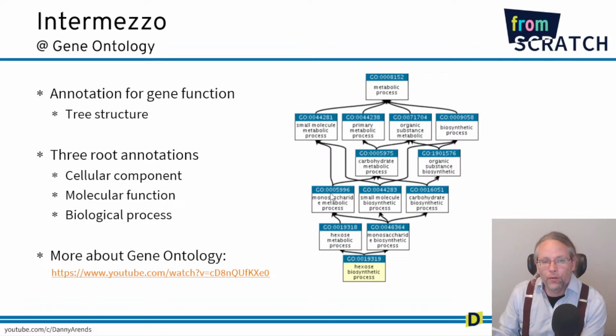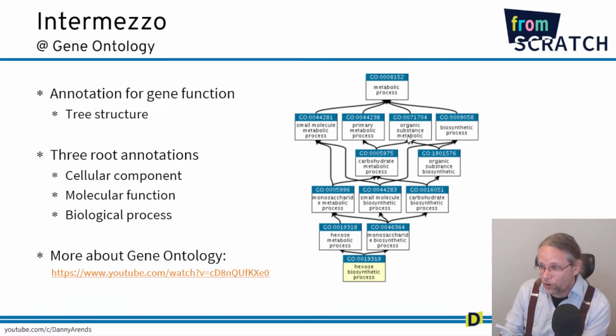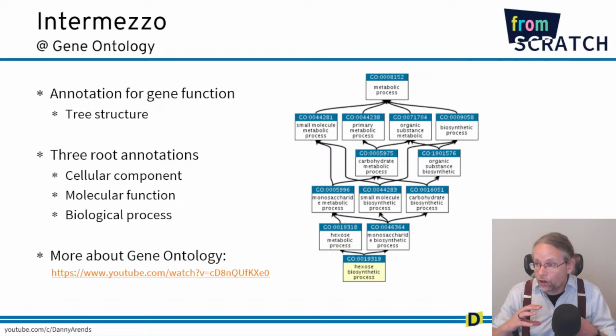And then, for example, the monosaccharide metabolic process is an example of a small molecule metabolic process, but it is also a carbohydrate metabolic process, which in turn is part of the primary metabolic processes as well as the organic substrate processes. So all of these terms are connected to each other in a certain way, and this is how this tree structure functions. So you can just read the tree from the bottom to the top. For example, if I want to know what a hexose biosynthetic process is, then it is part of the hexose metabolic process, but also the monosaccharide biosynthetic process.